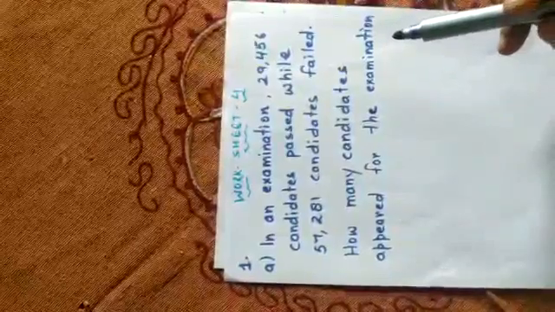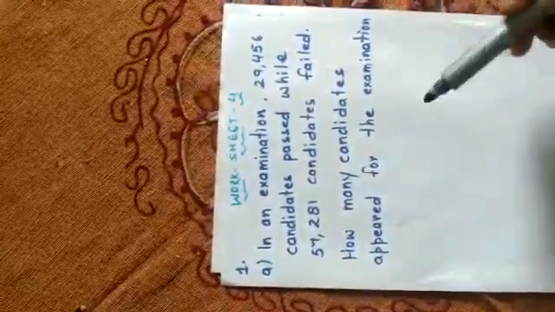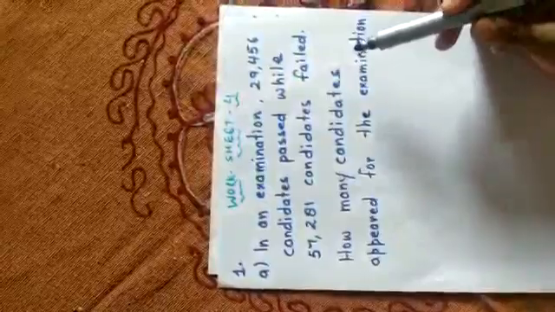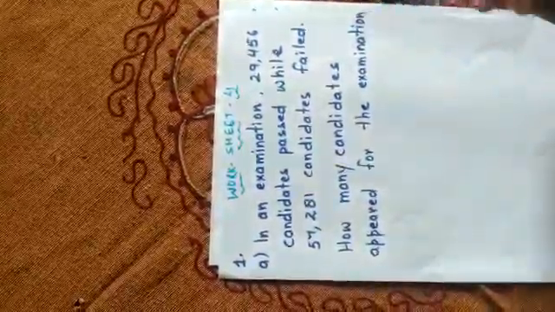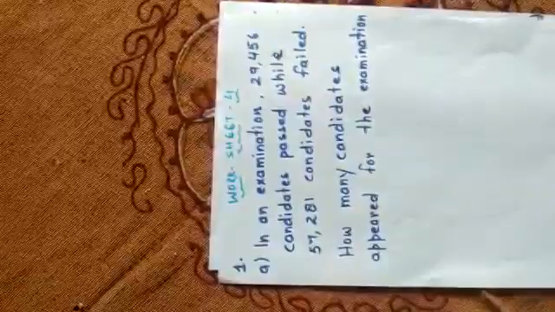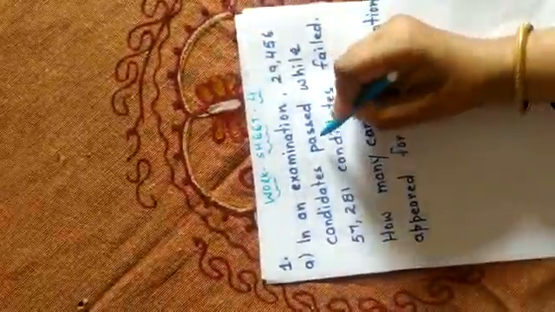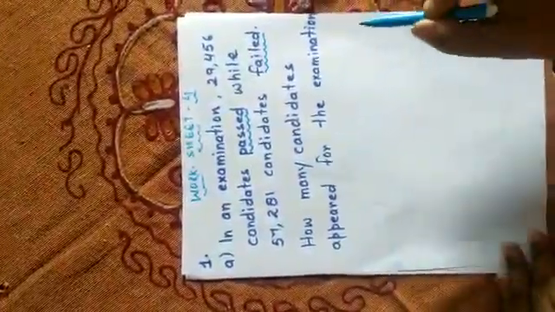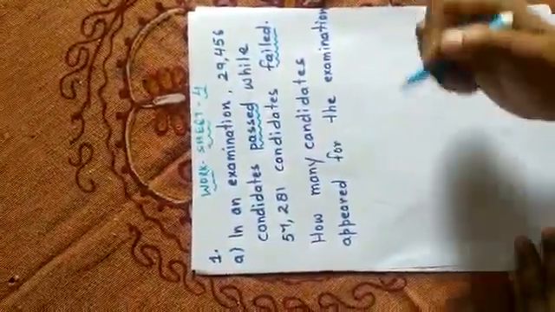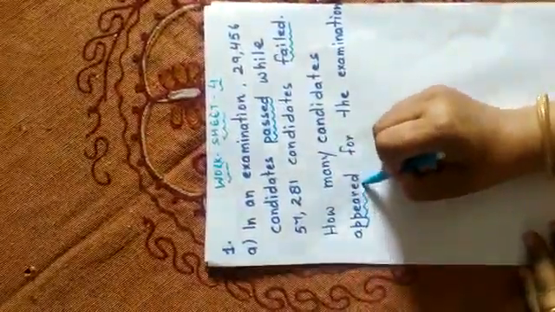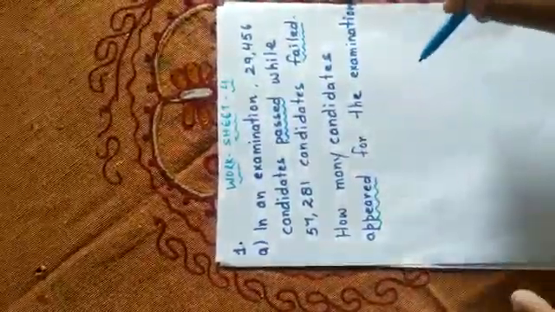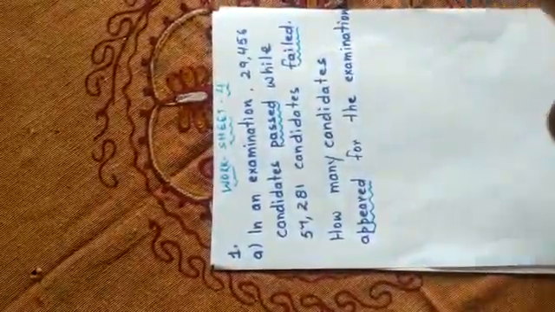So children, in this story, first is understanding the keywords. What are the punchline keywords of this story? Passed, failed. These are the important keywords of the story. And appeared. These three keywords are totally important for this story in order to find out how many.